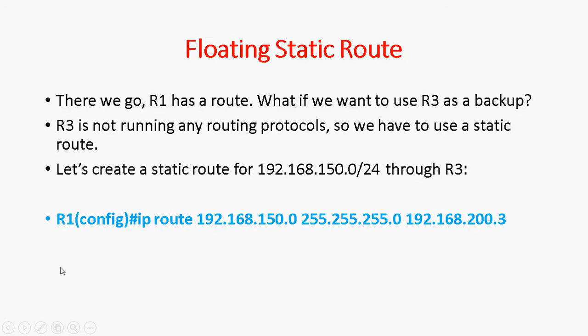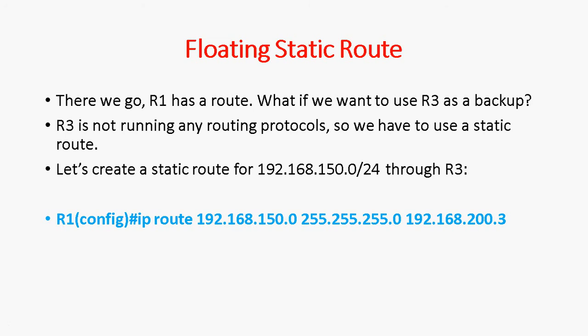Now R1 has a route to the 192.168.150.0/24 network. What if we want to use R3 as a backup? R3 is not running any routing protocol, so we have to use a static route. I'm going to use a static route as a backup. Let's create a static route for the 192.168.150.0/24 network through the R3 router.